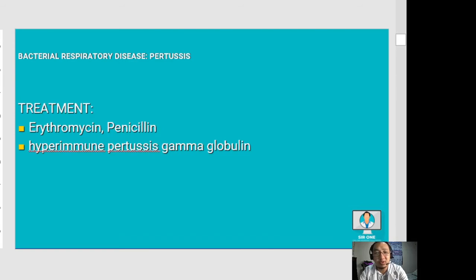The treatment of choice or the drug of choice is an antibiotic, aside from the immunization, which is gamma globulin. Treatment of choice is erythromycin, or if not possible, penicillin. Erythromycin shortens the period of communicability based on researches. Ampicillin or penicillin is used if the person has an allergy or erythromycin is not available. Usually, hyperimmune pertussis gamma globulin is given to patients by injection, of course, intramuscularly.